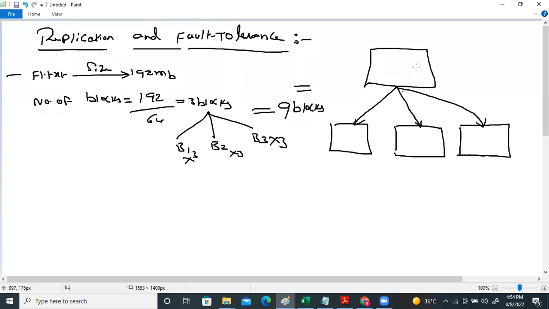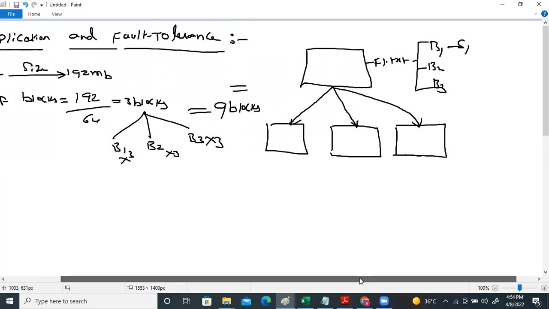Okay, 3 slaves, right? Then name node. f1.txt divided into 3 blocks, B1, B2, B3. B1 stored by S1. Okay, observe here how these 9 blocks are going to get distributed across these 3 slaves. Only 3 slaves are there, right? How these 9 blocks are going to get distributed across these 3 slaves.